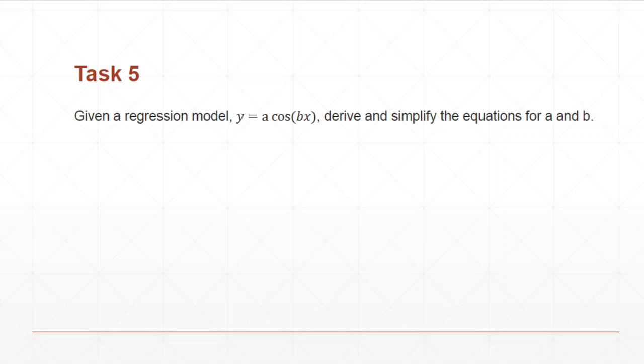Now let's start working with task 5, and here the question is: given a regression model y = a cos(bx), derive and simplify the equations for a and b. This is a very simple task. You just have to follow some steps that were taught in the lecture.